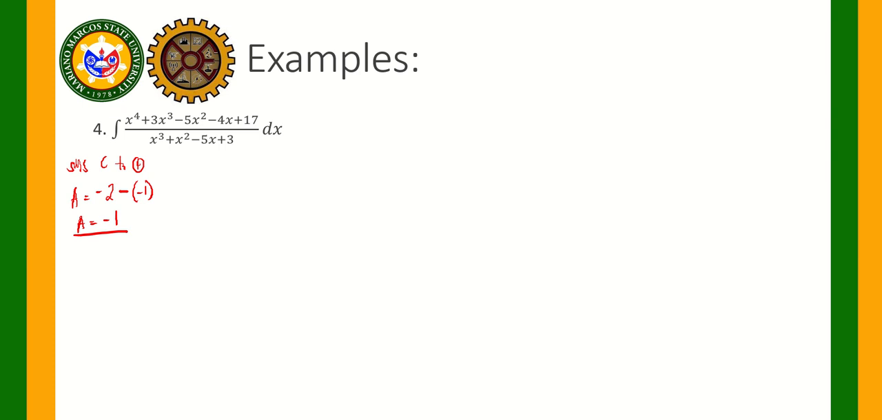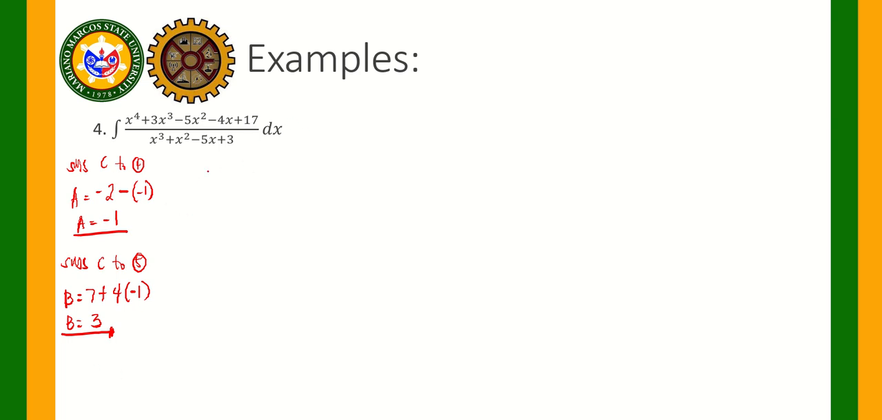And solving for b naman, substitute c to equation number 5. Our equation number 5 is b is equal to 7 plus 4 times c natin is negative 1. So, b is equal to 7 minus 4, that is equal to 3. So, we now have values for our a, b, and c. So, plug na lang natin dito.